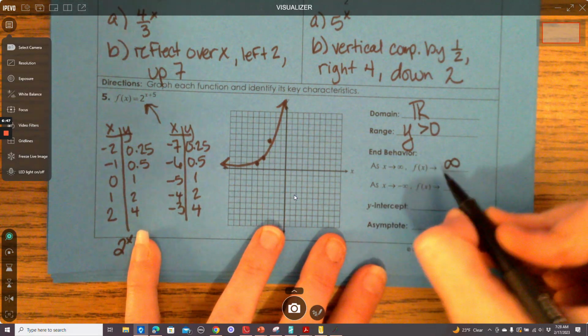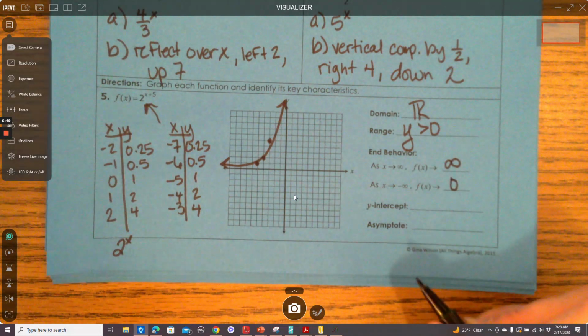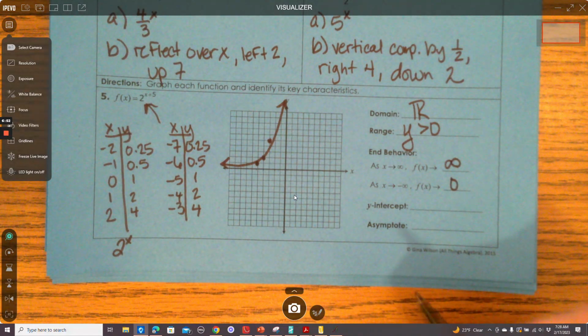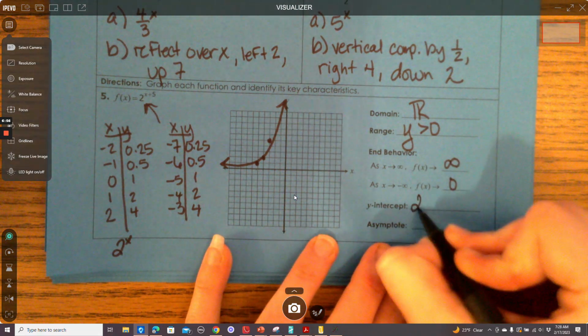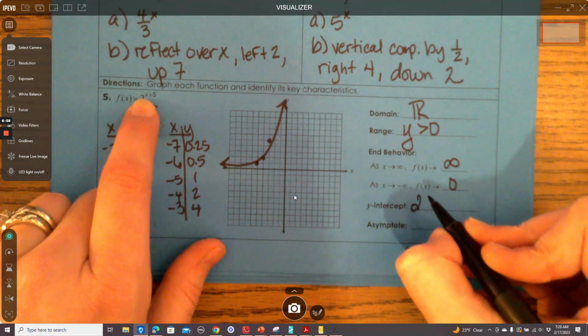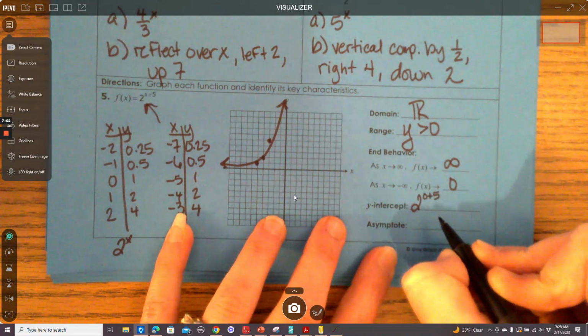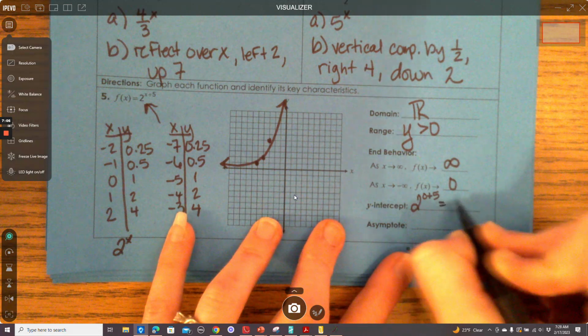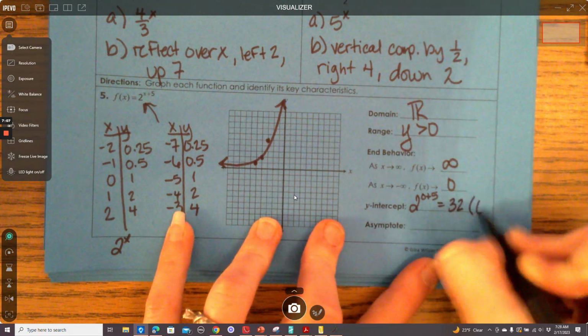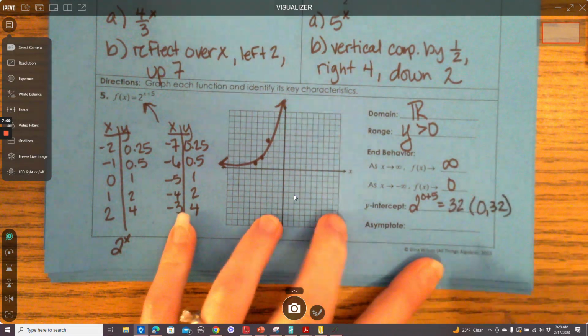As x approaches negative infinity, y approaches 0. The y-intercept, though, has now changed. So to find the y-intercept, we make the x value a 0. So 0 plus 5, okay? So that's 2 to the 5th. 2 to the 5th is 32, which means my y-intercept is going to be at (0, 32).